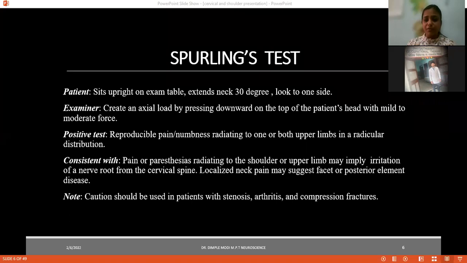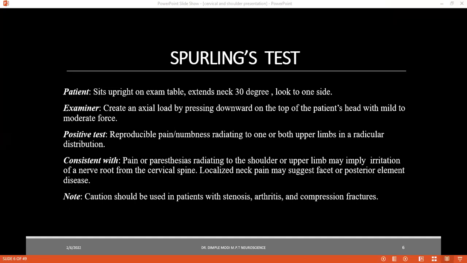it tells you about any nerve root compression, or whether there is any facet or posterior element disease. You should take caution if the patient has stenosis, arthritis, or compression fracture. You do not have to perform this test on these patients.